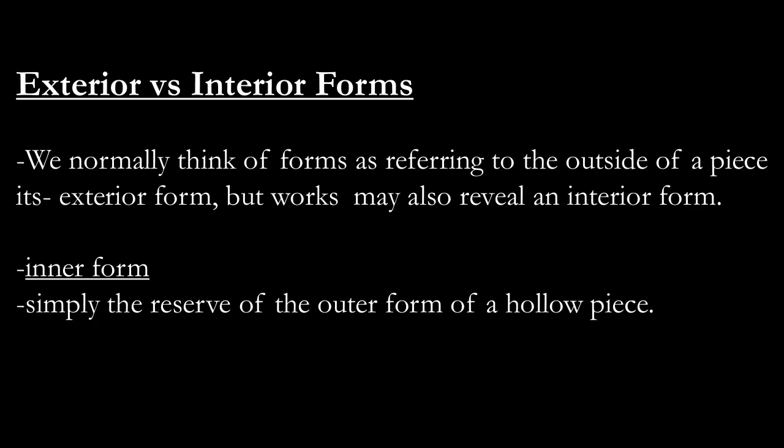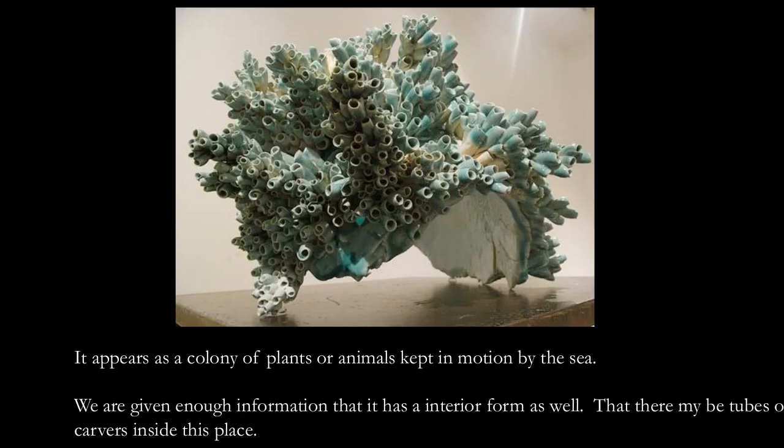Now, one way we can break the element of 3D design form down is to talk about it in a couple of different ways. One is external versus internal form. We normally think of form as referring to the outside of a piece, its external form, but works may also reveal an internal form. Inner form is simply the reverse of the outer form of a hollow piece. Again, what does that mean? Well, let's simplify this.